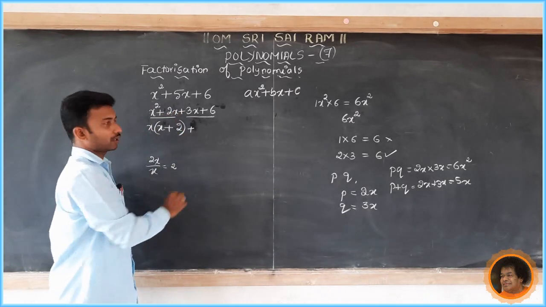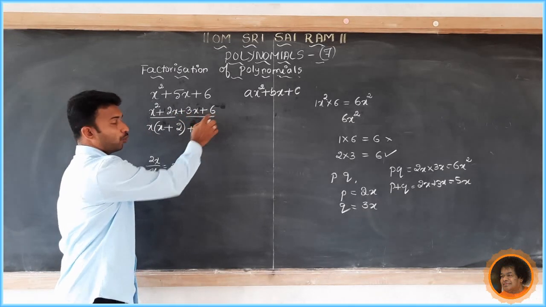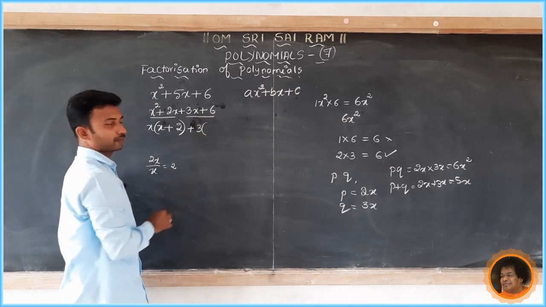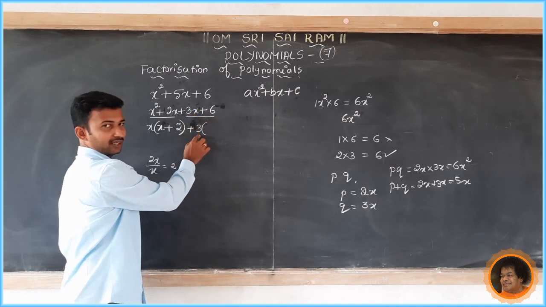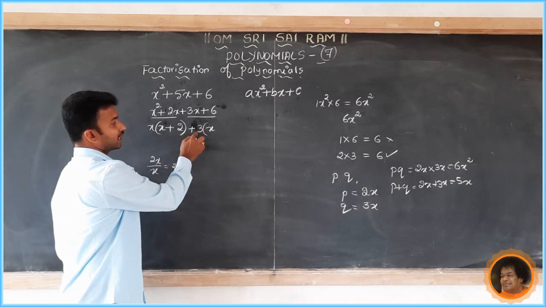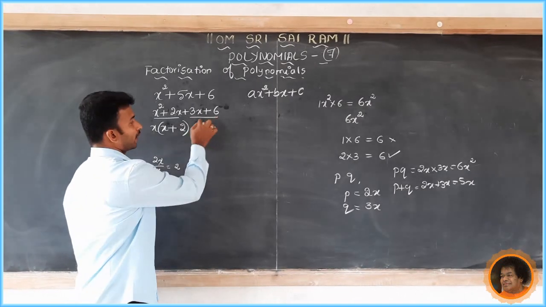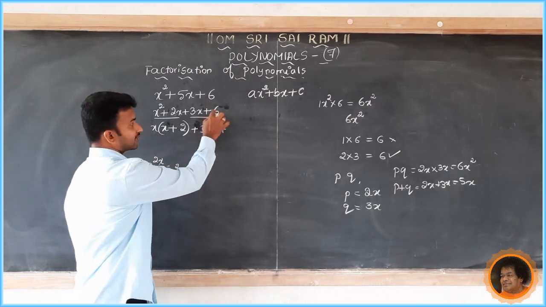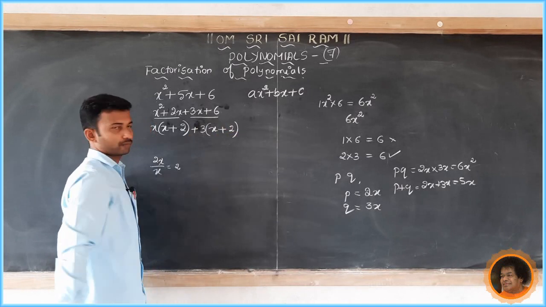Plus 3x plus 6. In these two terms, what is the common factor? Yes, 3 is the common factor. Now divide 3x by 3. What is the answer? x only. Or we can say 3 into x is equal to 3x. Next, plus, or plus 6 divided by plus 3, that is plus 2.